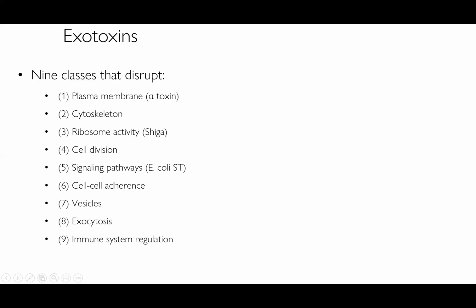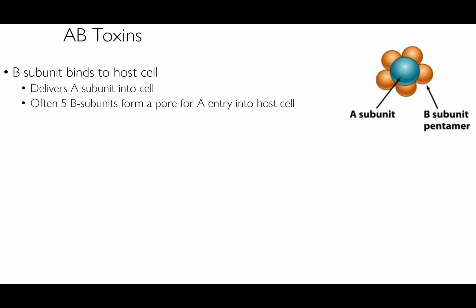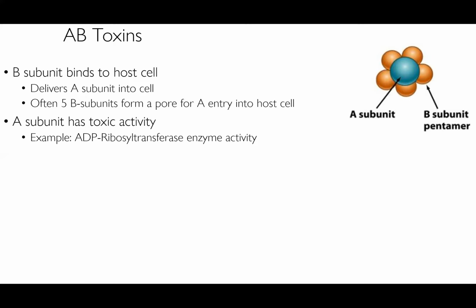But I'd like to just take a moment to talk about AB toxins. As we mentioned, the B subunit binds to the host cell, and the A subunit is delivered into the cell. So this is what they look like. They sort of look like a flower, except they're much more deadly. The A subunit has pretty toxic activity. For instance, it can inhibit enzymes that are important for the production of ATP. The two best studied examples of this are actually the cholera toxin as well as the diphtheria toxin.